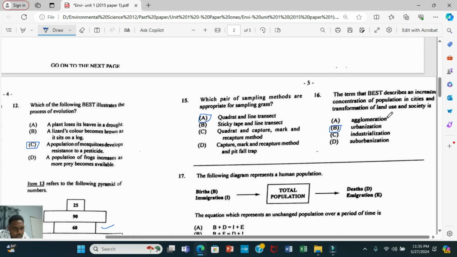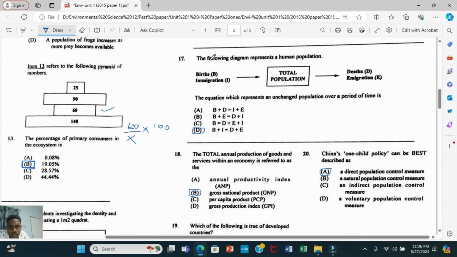Number 16, the term that best describes the increasing concentration of populations in cities and transformation of land use and society is referred to as urbanization. All right, guys, it's not only the movement of people from rural to urban areas that makes it urbanization, but also transforming society and landscape into cities, with a lot of big buildings and all that. That would make it urbanization, all right?